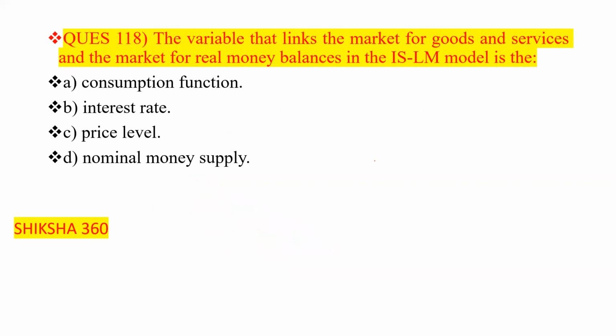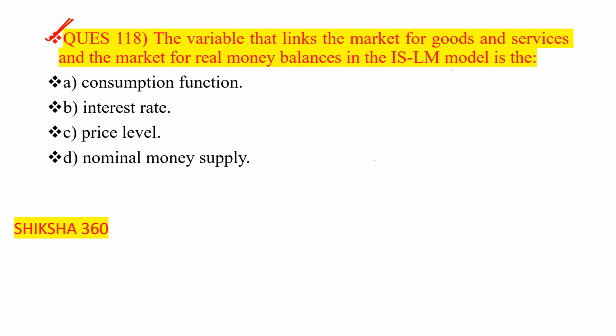Now move to the last question of our discussion today. The variable that links the market for goods and services and the market for real money balances in the IS and LM model is the consumption function, interest rate, price level, or nominal money supply. What is the correct answer?